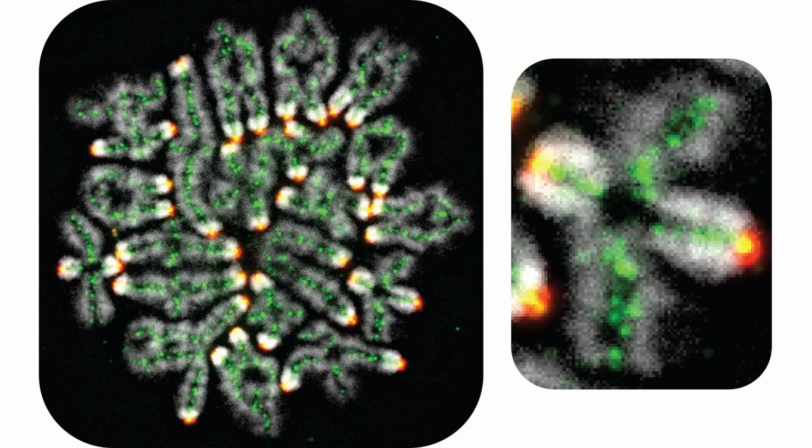Humans inherit 23 pairs of chromosomes, one set from each parent. During the formation of sperm and eggs, these pairs must exchange genetic material in a process called crossover. This ensures genetic diversity in offspring while also physically linking the chromosome pairs. Without proper crossovers, chromosomes can separate incorrectly during cell division, leading to egg or sperm cells with the wrong number of chromosomes. This is the underlying cause of many reproductive failures.